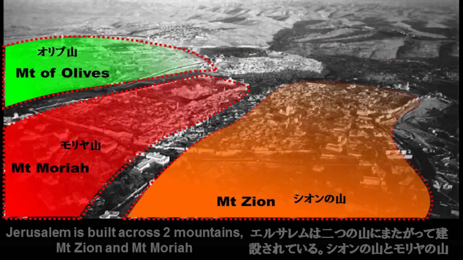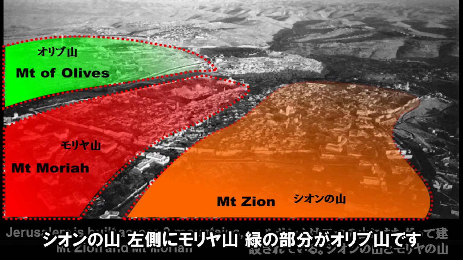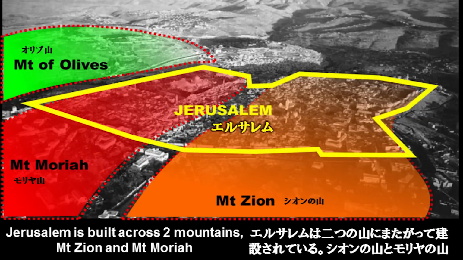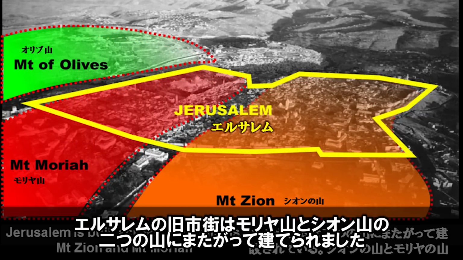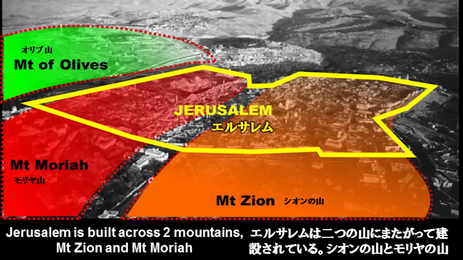Mount Zion is on this half, and Mount Moriah is on that half. And the Mount of Olives is over there. And the city of Jerusalem was built across these two mountains.